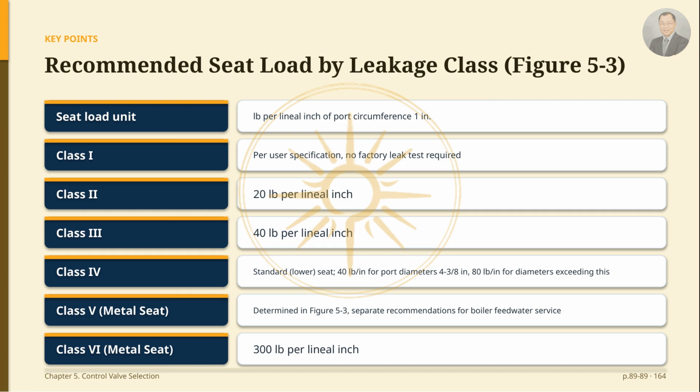For Class V, in the case of metal seats, the load is determined by reading the Figure 5.3 graph, and separate recommended values are used for optimum performance and life in boiler feedwater service. Class 6 metal seats require the largest load at 300 pounds per inch of port circumference. This table is based on ANSI/FCI 70-2 and IEC 60534-4 leakage class standards.